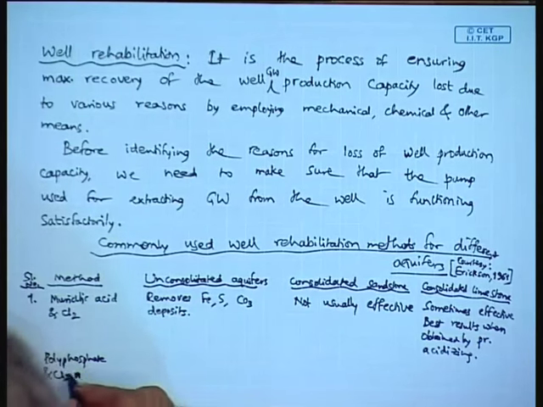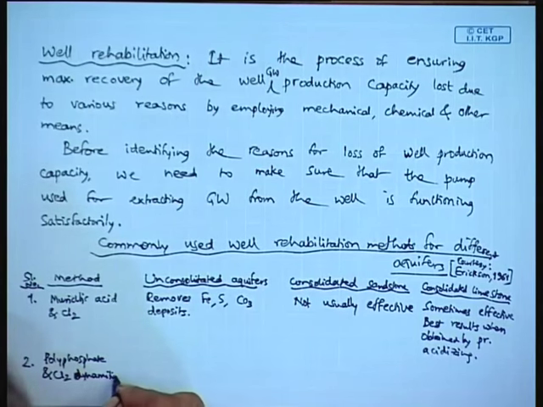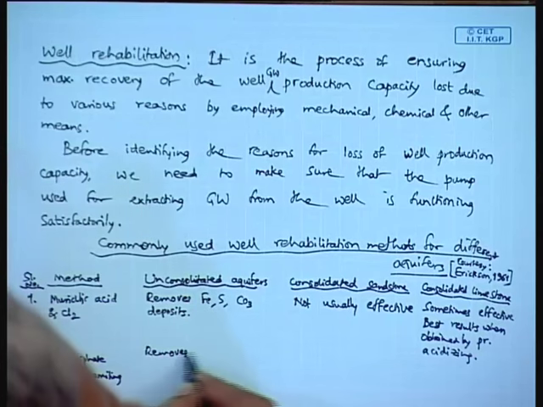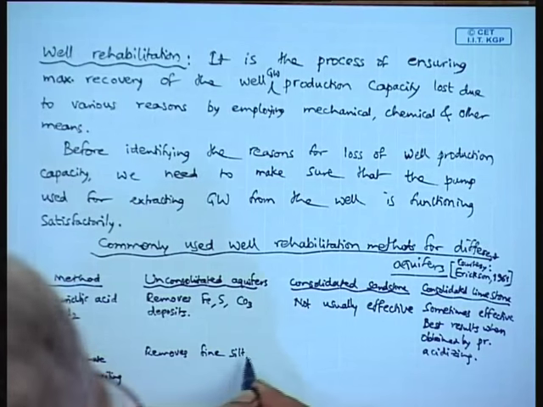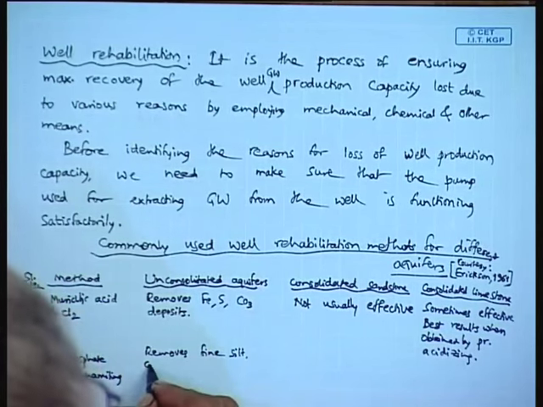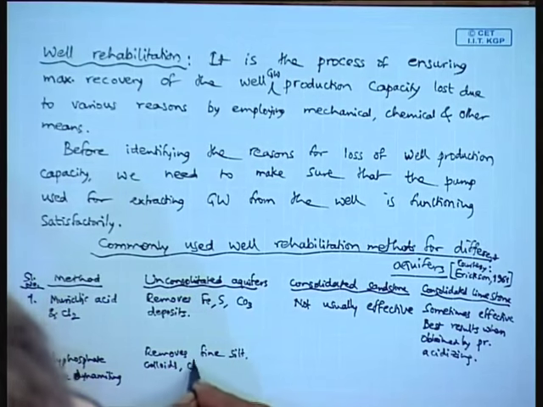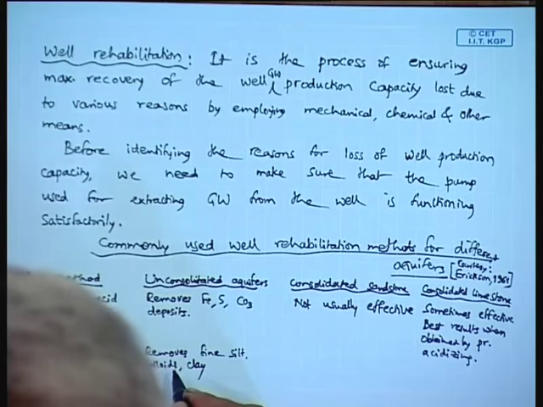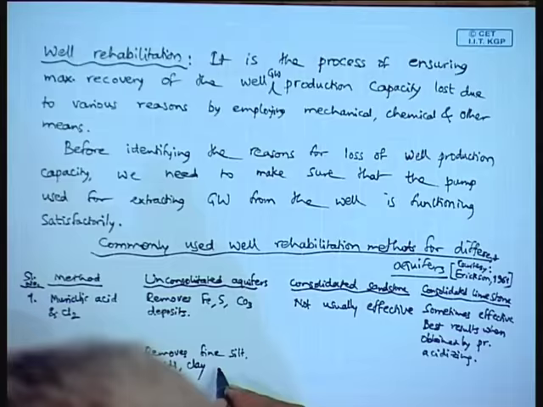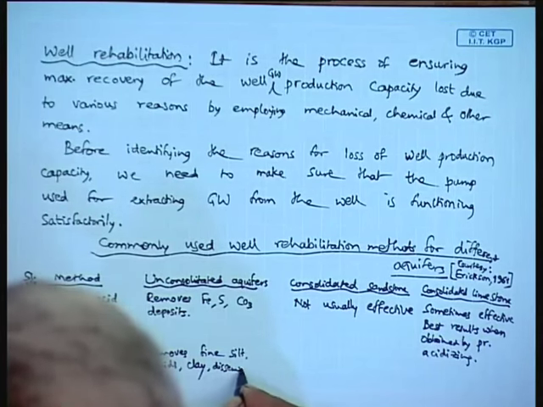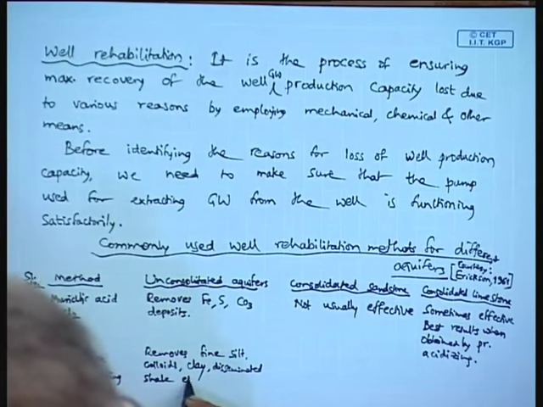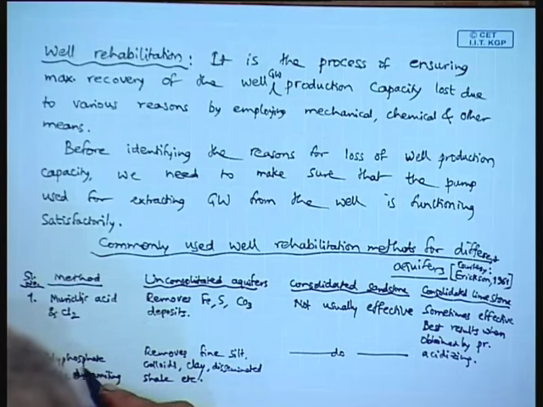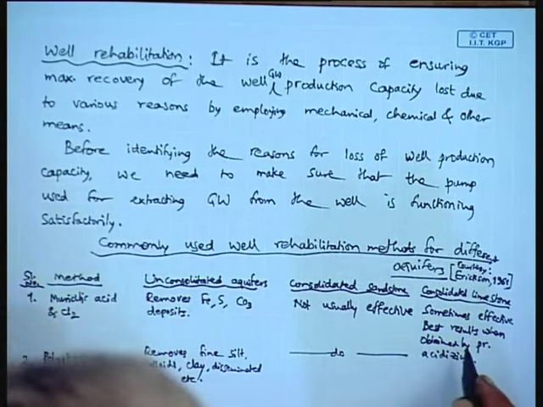Followed by chlorine dynamiting. And in the case of an unconsolidated aquifer, it removes fine silt, clay or say colloids, clay, and in a disseminated shale, etcetera. Whereas the same thing again, in the case of consolidated sandstone, the polyphosphate as well as chlorine dynamiting is also not usually effective.